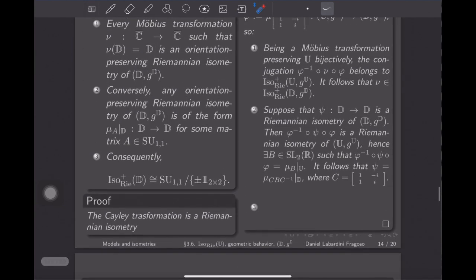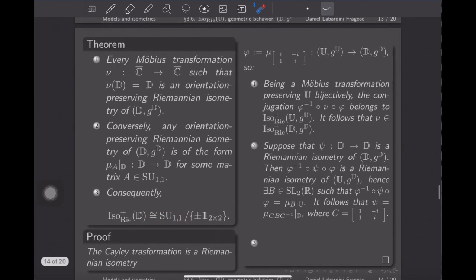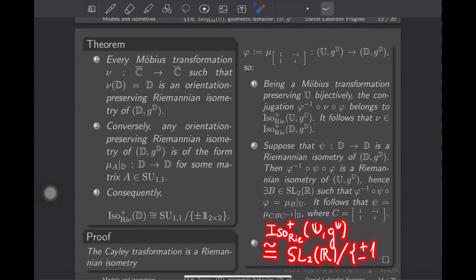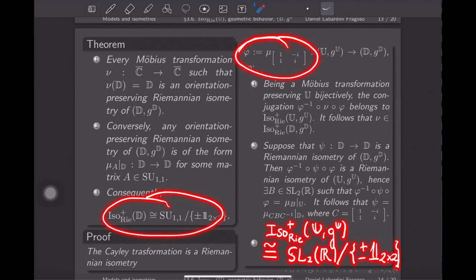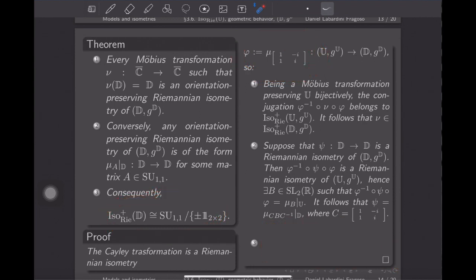Okay, and 3. Well, 3 is just immediate from the fact that SU11 is conjugate to PSL2R precisely using this very same matrix, right? So the isomorphism of U, G, U isomorphic to SL2R modulo plus minus the identity matrix. This isomorphism can be just transported to one such isomorphism with this phi. So I will leave you as an exercise to do that explicitly, but now it should be clear.